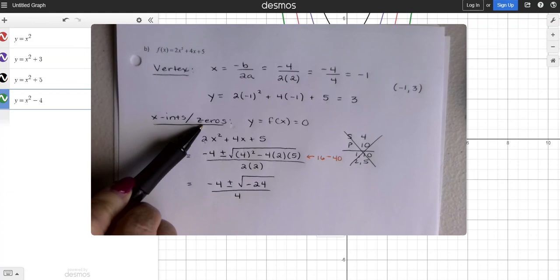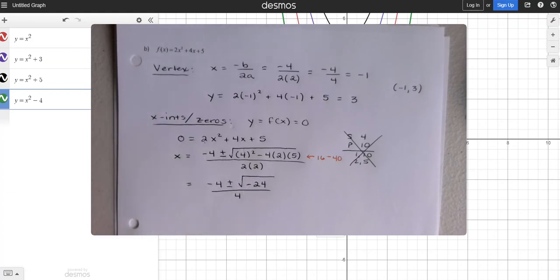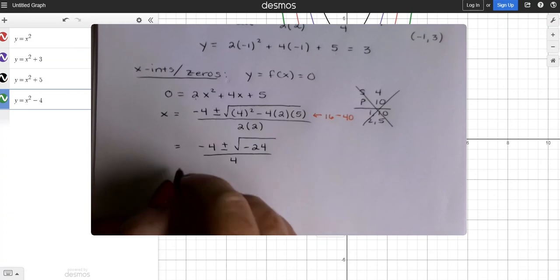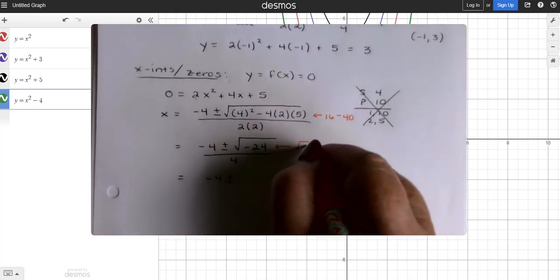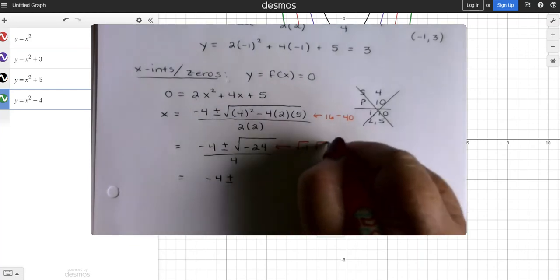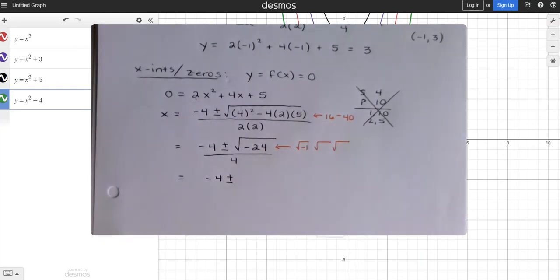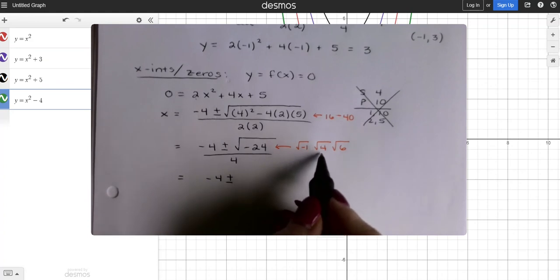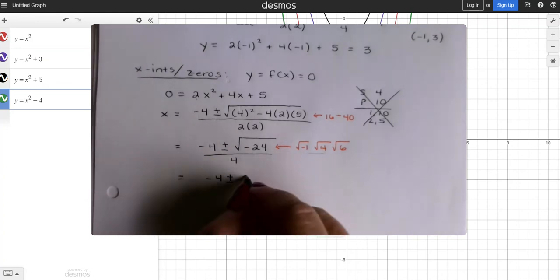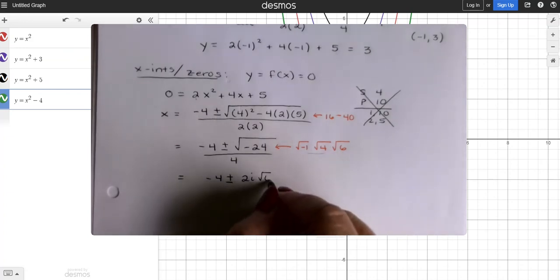I still have zeros for my function. The zeros are going to be complex numbers. But because they're complex, that translates into no x-intercepts. So let's finish this to get the zeros. I would break that down. Square root of negative 1 is going to be the i part. And then if I break down that 24, I could go with 4 times 6. So this is going to give me 2i times the square root of 6.